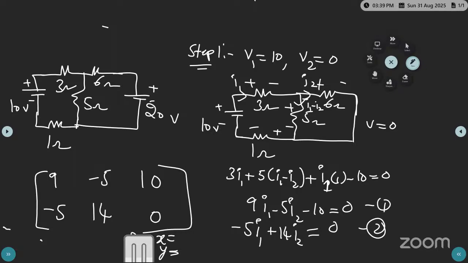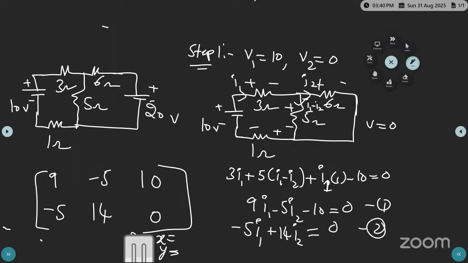So I1 is equal to 1.386. Okay, did you get the same thing? Then it is correct. So I1 is equal to 1.386. I2 is equal to 0.495.